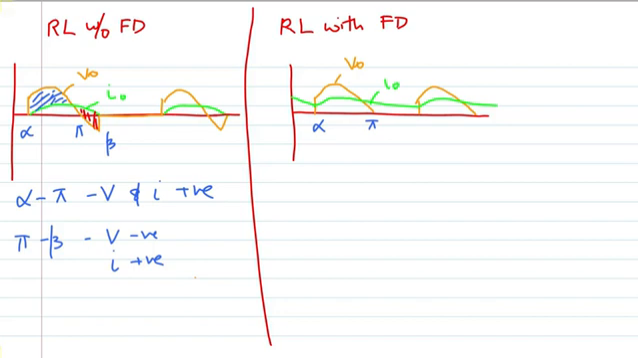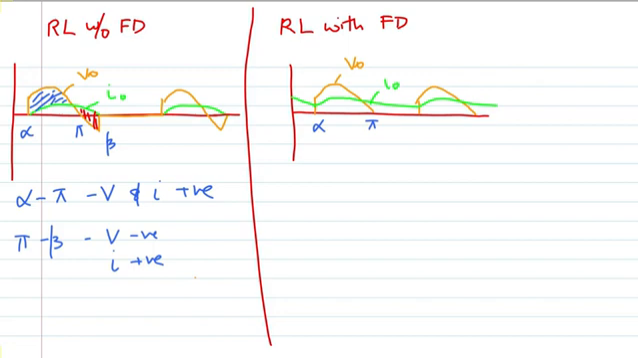Now we will see our explanation with your RL load with the freewheeling diode. In that particular case, you can see that from alpha to pi, your voltage and current both are positive, and therefore the inductance will be storing the charge. And from pi to 2 pi plus alpha, the energy stored in the inductance L is being delivered to your resistance R through the freewheeling action.